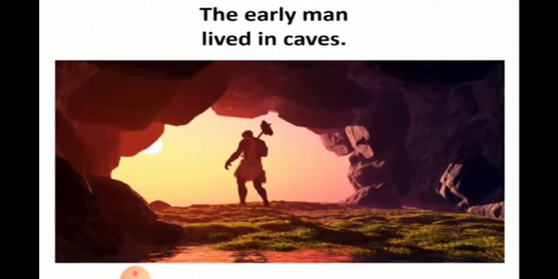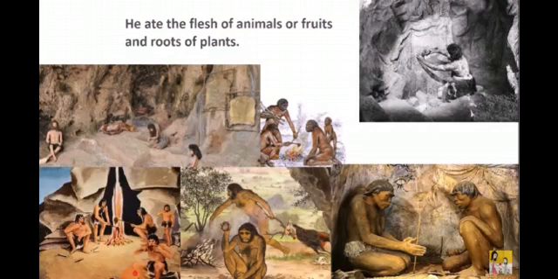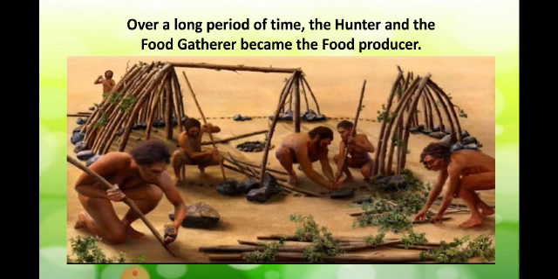The early man lived in caves. Did you all remember, children? In lesson number 5, we learned that early man lived in caves. He ate the flesh of animals or fruits and roots of plants. Before he became a food producer, he ate the flesh of animals, fruits and roots of plants.